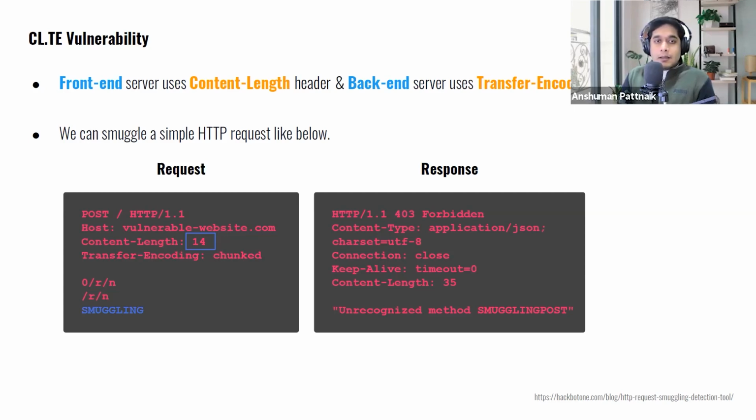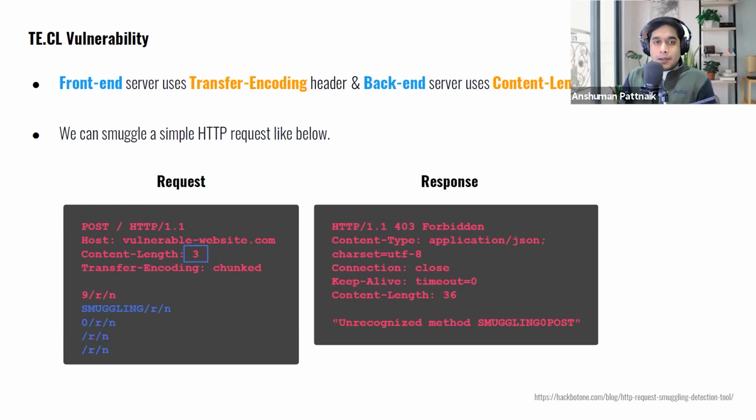Now let's discuss the TE.CL vulnerability. TE.CL vulnerability means the front-end server uses the transfer encoding header and the backend server uses the content length header. And in this sample HTTP request, the front-end server processes the transfer encoding header and processes the first chunk, which is 9 bytes long, up to the end of the smuggling.